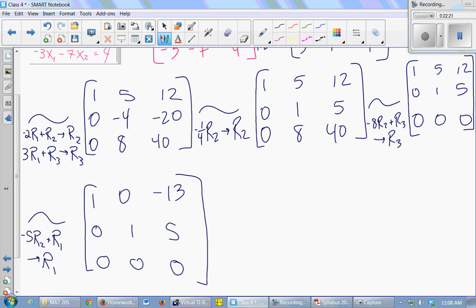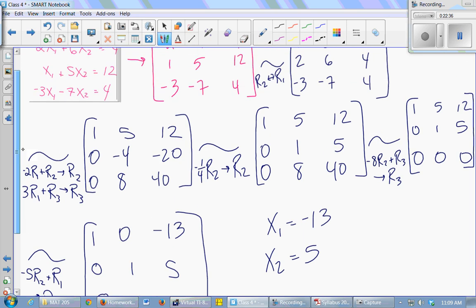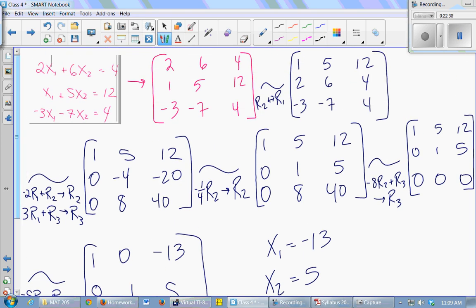So now I can read solutions off of here, and it says x1 is negative 13, x2 is 5. There is no x3, right? Because there were 3 equations with 2 unknowns. So we had more information than we needed.